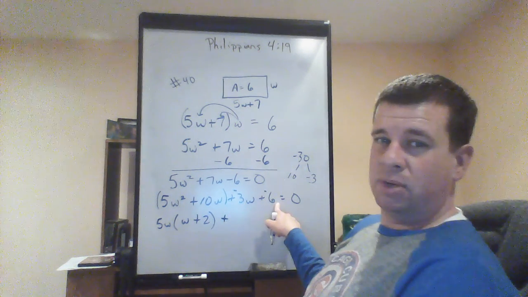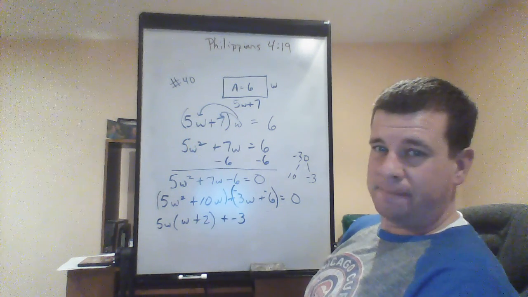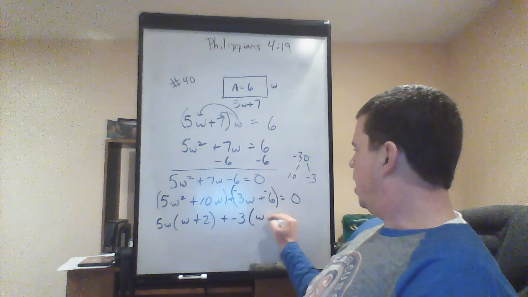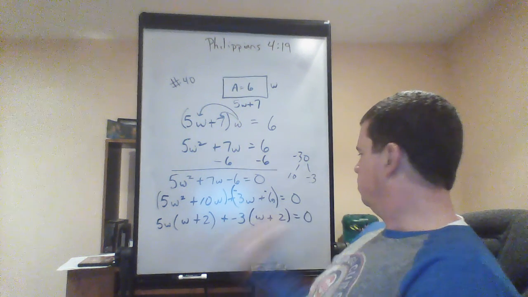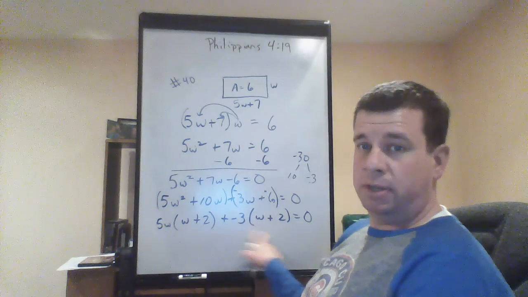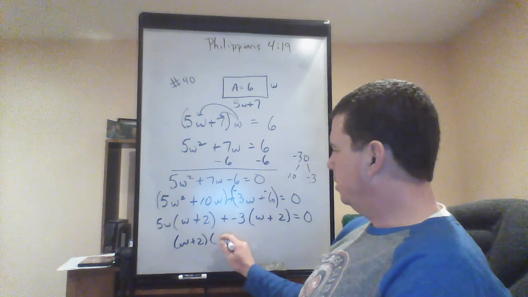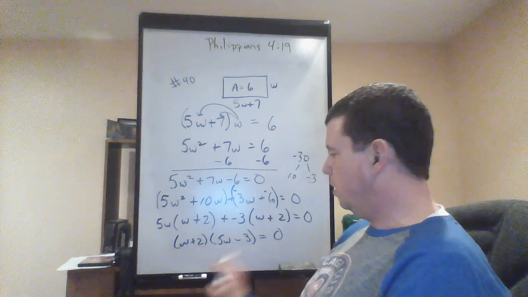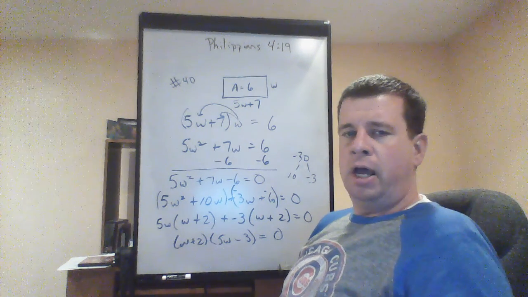And now I look over here, negative 3W and negative 6. If I group those two together, I can factor out a negative 3. And negative 3 times what would give me negative 3W? W. And negative 3 times what would give me negative 6? That would be positive 2. And now I see my like groups, W plus 2. I've got W plus 2, and then the other one is 5W plus negative 3, or I can write minus 3, equals 0.